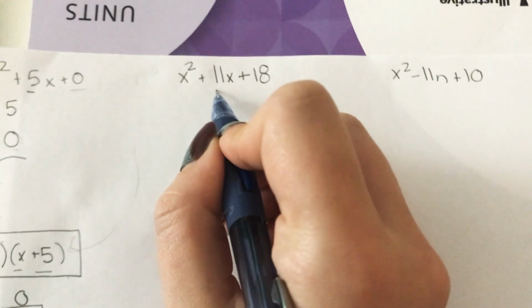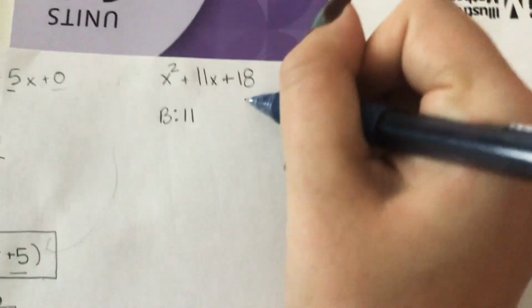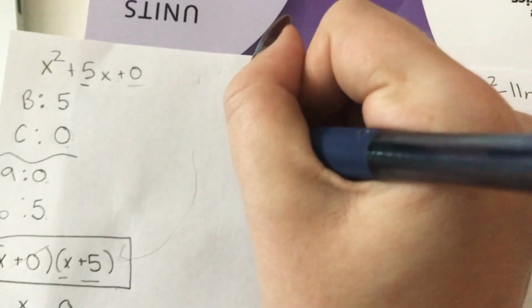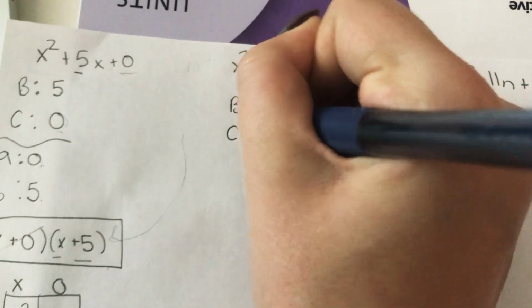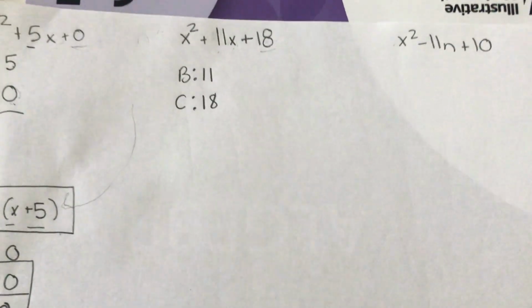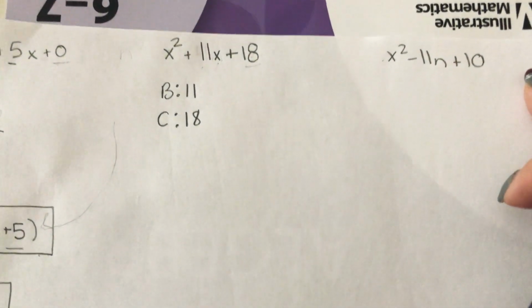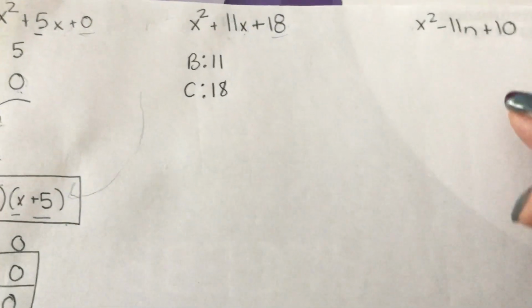My b value is the value in front of the plain x. So my b is 11. My c value is my constant, 18. Excellent. So that's step 1. And again, I will be attaching these steps on the PowerPoint as well so that you can follow these steps step by step as you go through.